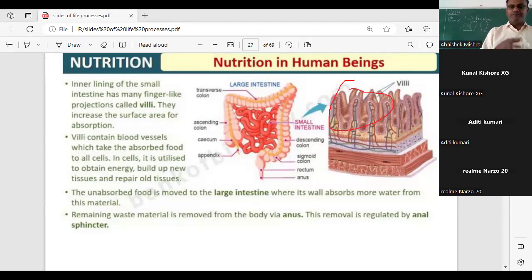So the food will be absorbed from the small intestine into the blood vessels. The villi remain surrounded by the blood vessels. So through the villi, the food will be absorbed from the small intestine into the blood. And through the blood, the absorbed and digested food material will go to the body cells, where the fourth step will occur. And what is the name of the fourth step? Assimilation. What is assimilation? The utilization of energy from the digested food.